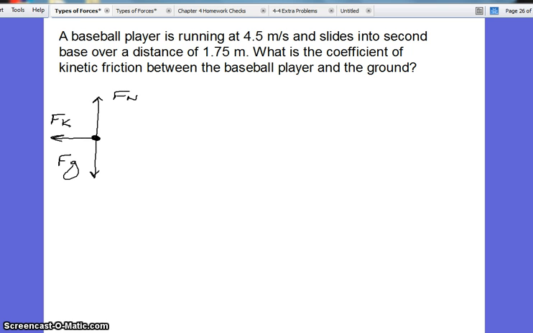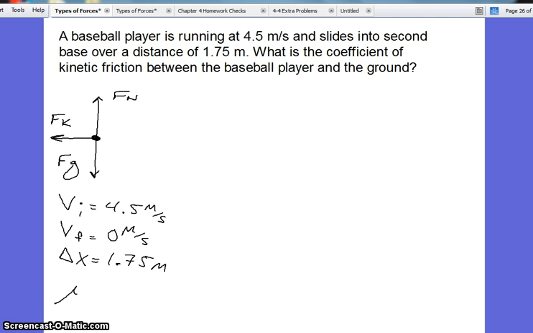We write down our givens, and we are given that the initial velocity is 4.5 meters per second. And we are given that he comes to a stop, so the final velocity is 0. And he moves over a distance, so delta x is 1.75 meters. We want to find what is that coefficient of kinetic friction.